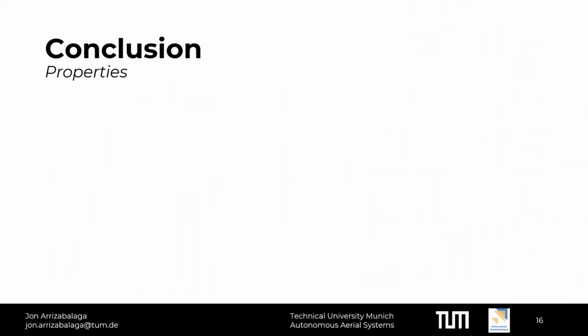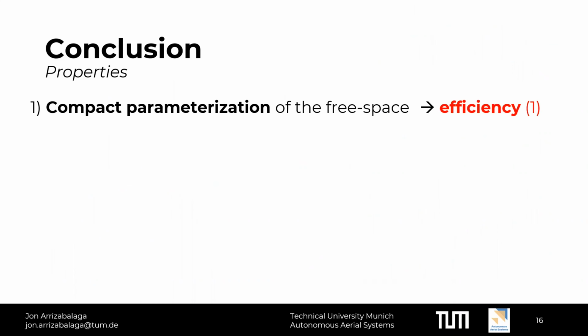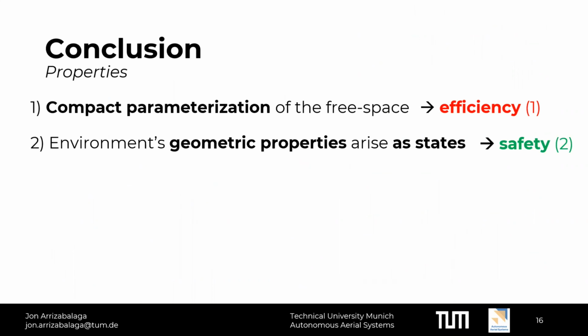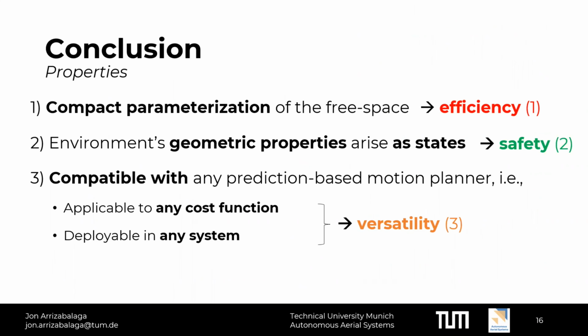Putting it in a nutshell, the presented method shows three appealing properties. First, the compact parameterization of the free space into a handful of coefficients accounts for its efficiency. Second, having the environment's geometric properties embedded into the optimization eases the formulation of collision-free navigation algorithms. Third, the method's versatility is exposed by its compatibility with any prediction-based motion planner, making it applicable to any cost function and deployable in any system.